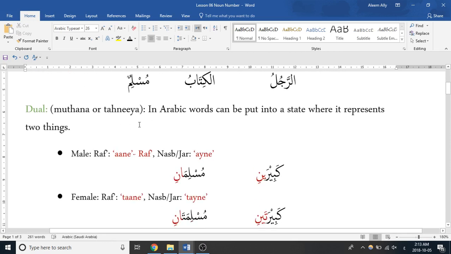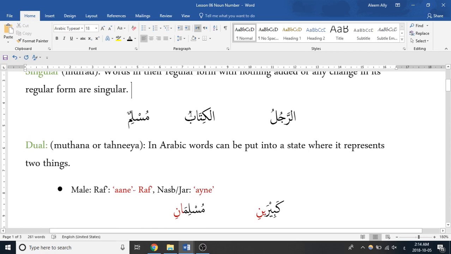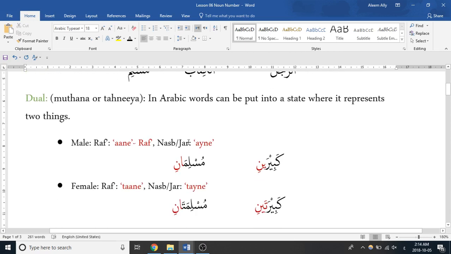In order to put a word into a state of dual, we add on ani or aini, making that noun now 2. So if I said muslimani, that means 2 Muslims. The ani represents the rafa' state, which in singular was represented by a dhamma. It's now represented as an ani in the dual state.